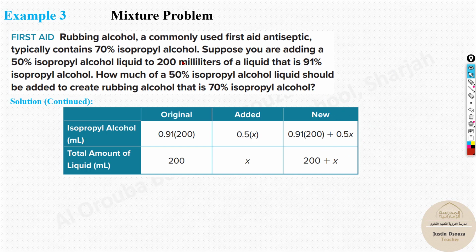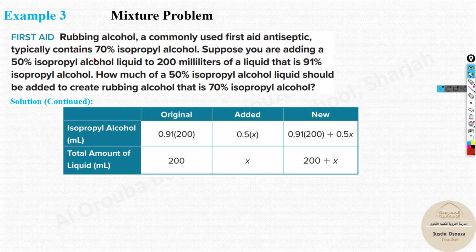Now here we know already there is 200 ml. You can see the second column first. Total amount of liquid added, how much is already there, sorry, original 200 ml. Now what is this 200 ml? That is 91%. 91% is 0.91. You should just divide this by 100. You're going to get 0.91 multiplied with 200. So this would be the concentrate of this.